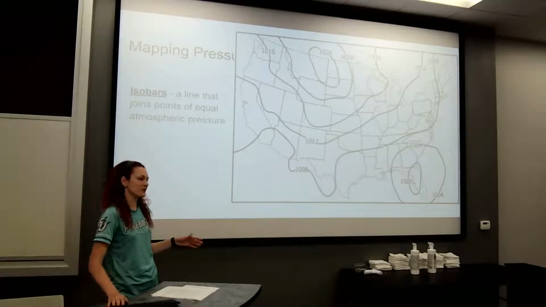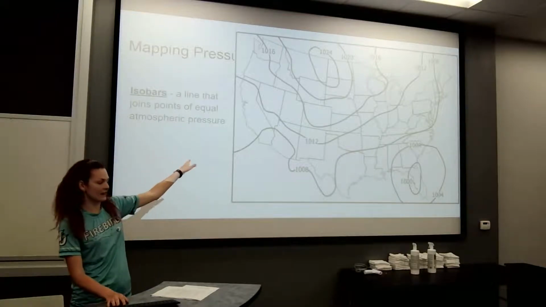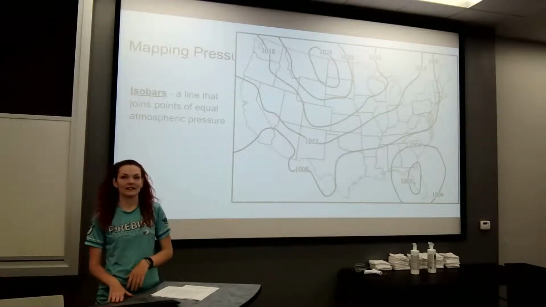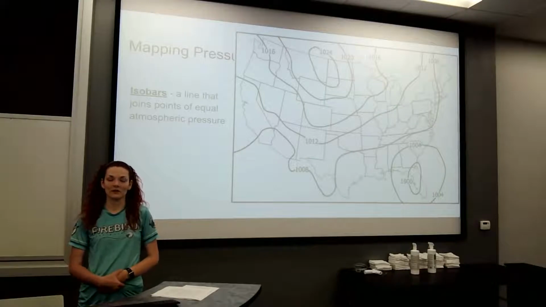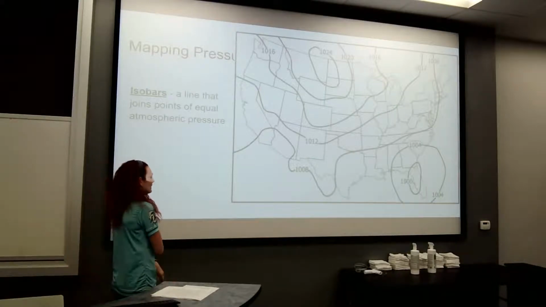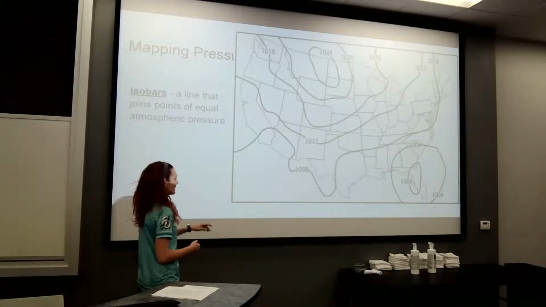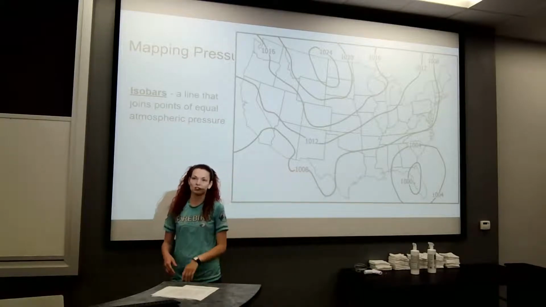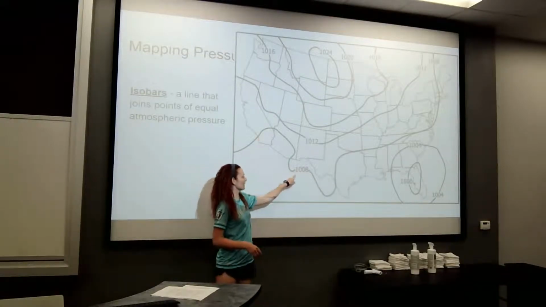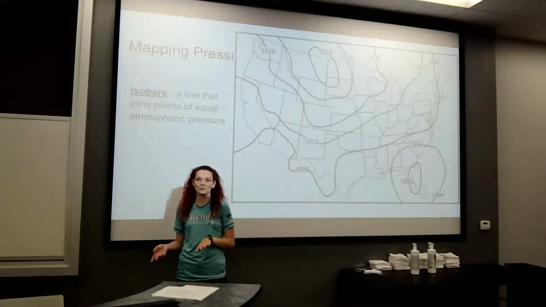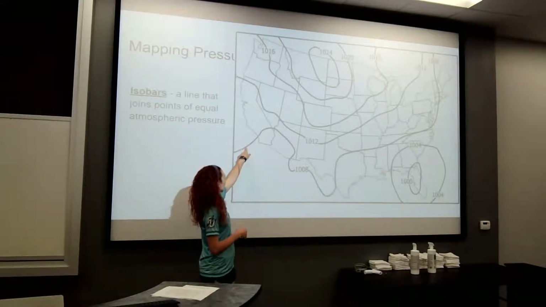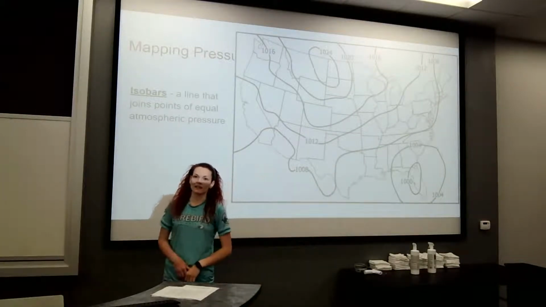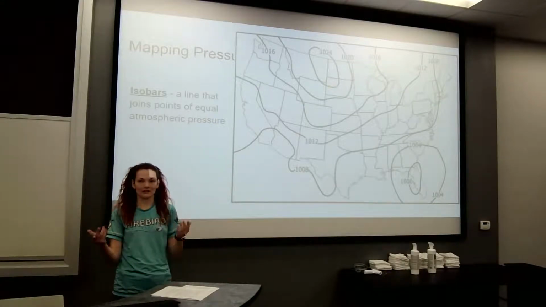So we talked about measuring pressure, now mapping pressure. We map it with lines like this that are called isobars. So isobars, the definition, is a line that joins points of equal atmospheric pressure. So I want you to think of an isobar as each individual line. So look at this bottom line here. This bottom line represents 1,008 millibars of pressure. So anywhere on this one line, on only this one line, is going to be 1,008 millibars of pressure. So this point here is 1,008, this point here, there, anywhere that line touches is 1,008. So anywhere on that line is equal to 1,008.